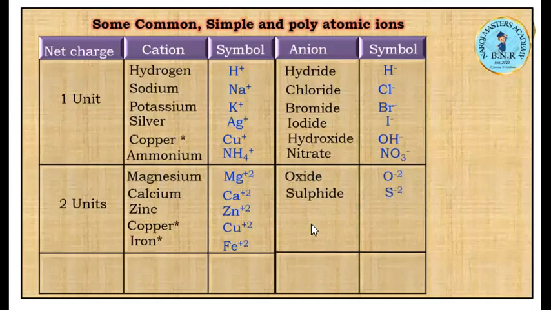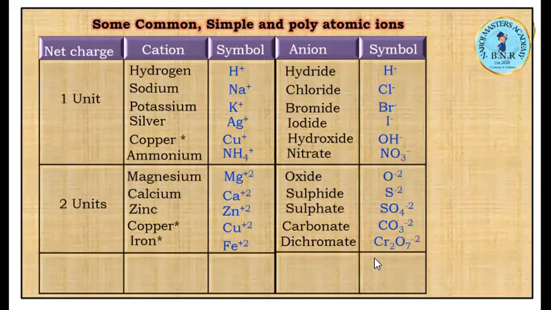Next, sulfate. Sulfide is different, sulfate is different. Sulfate is SO4 minus 2. Next, carbonate. Carbonate is CO3 minus 2. And next is dichromate. Its formula is Cr2O7 minus 2. Only a few left related to unit charge.